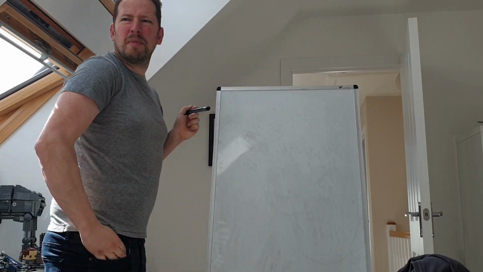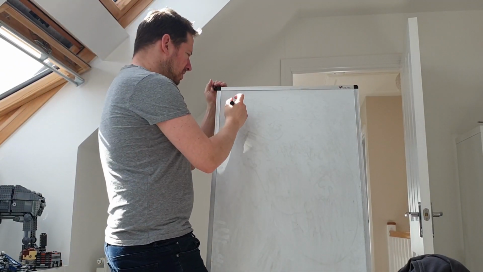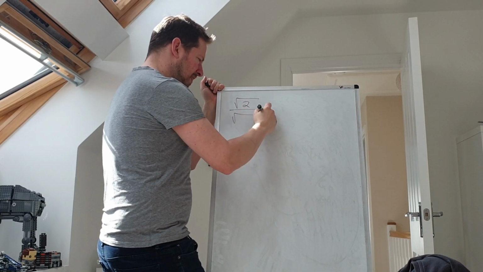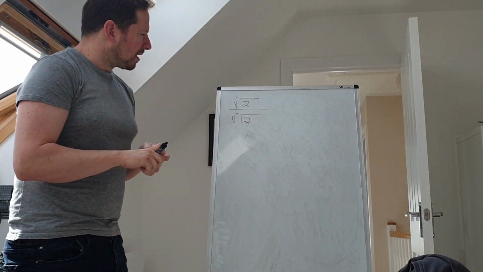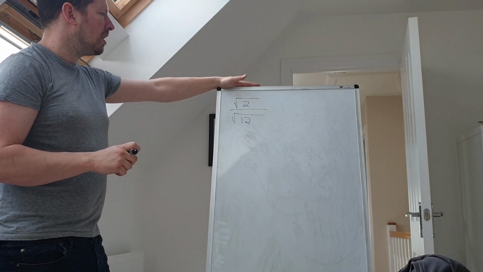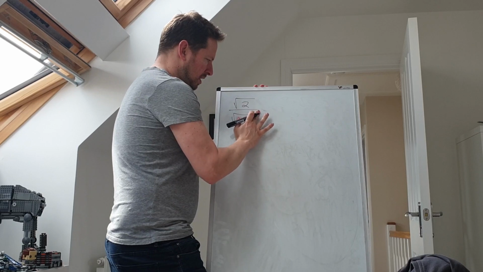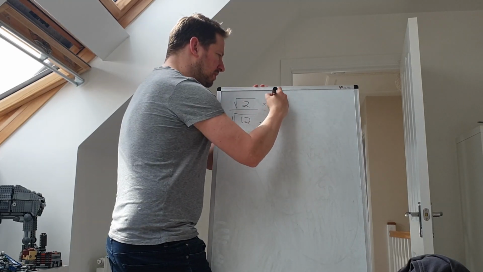I'm going to go through a couple of different methods for this one. So we've got to simplify and rationalise: square root of 2 divided by the square root of 12. If we use the method that we just used a second ago, I'm going to times the top and the bottom by the square root of 12.